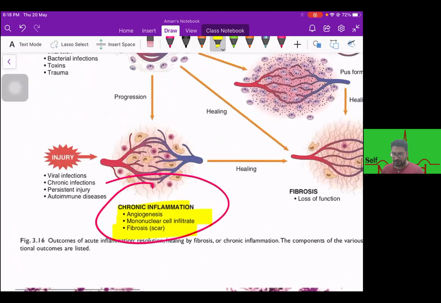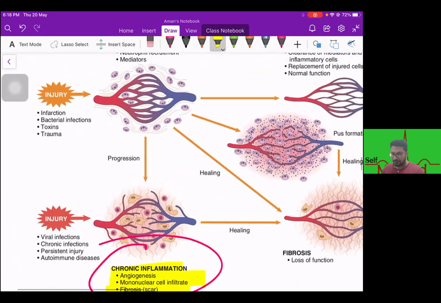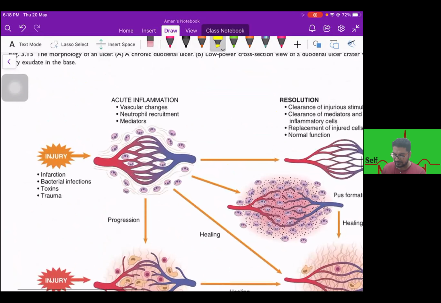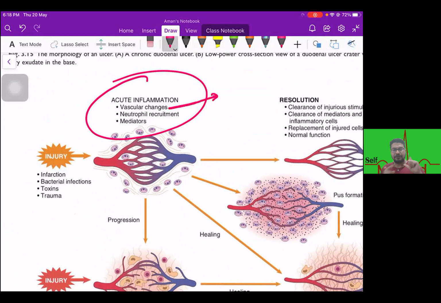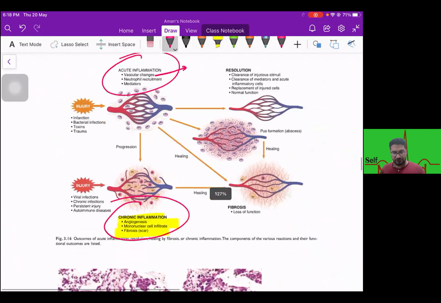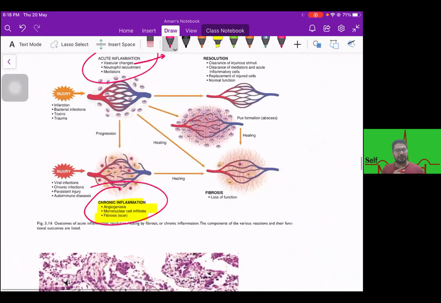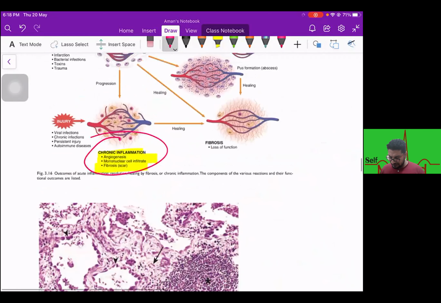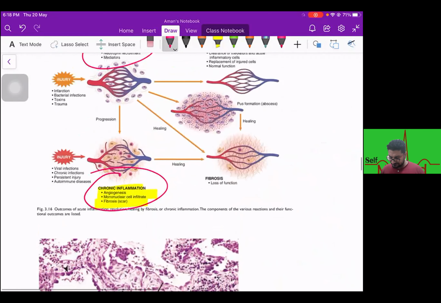In acute inflammation, you will see neutrophilic infiltration. So these are the changes, that is, vascular changes. There are four vascular changes you will see. First will be a transient vasoconstriction, then vasodilation. These changes I'm writing: transient vasoconstriction, vasodilation, increased permeability, and stasis. You will see neutrophil recruitment, and you will see some mediators. The question they ask in the exam is: all are changes you will see in acute inflammation except, and all are changes you will see in chronic inflammation except.